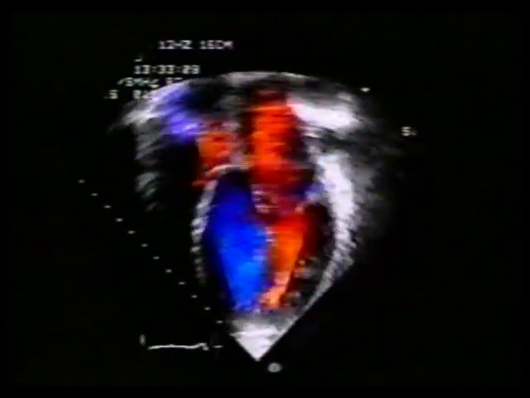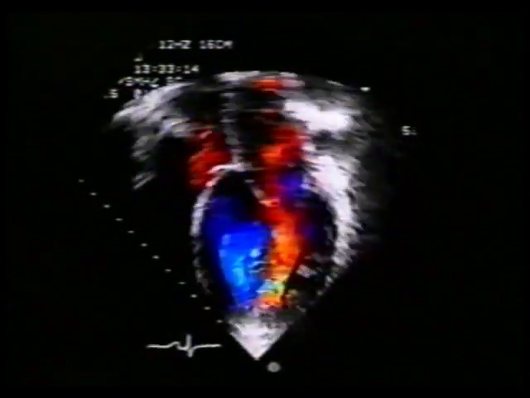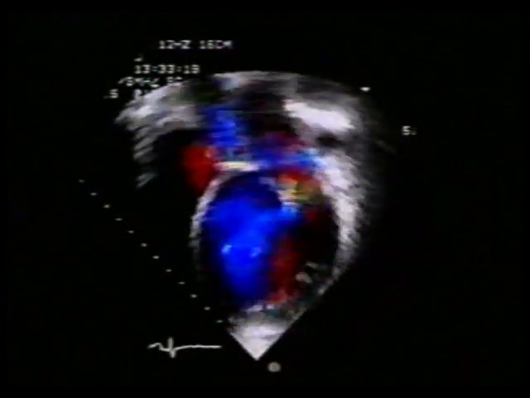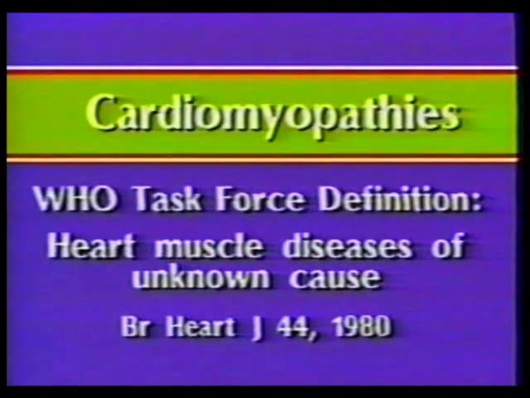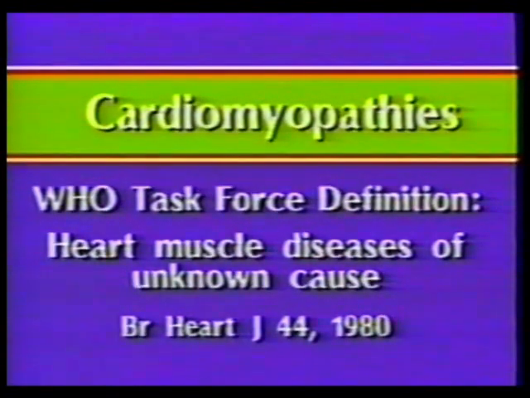The cardiomyopathies are a diverse group of disorders that primarily affect the myocardium, as in this case of idiopathic dilated cardiomyopathy. A World Health Organization task force has defined cardiomyopathies as heart muscle diseases of unknown cause. By this strict definition, specific heart muscle disorders, such as coronary heart disease, alcoholic heart disease, and cardiac hemochromatosis, are not included as cardiomyopathies.